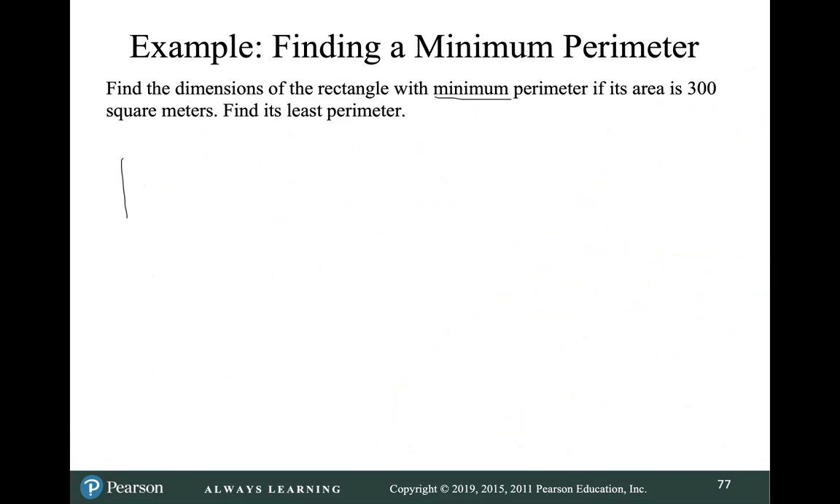Okay, so let's start by drawing a rectangle. We know that the area of this rectangle is 300 square meters. How do we find its perimeter?